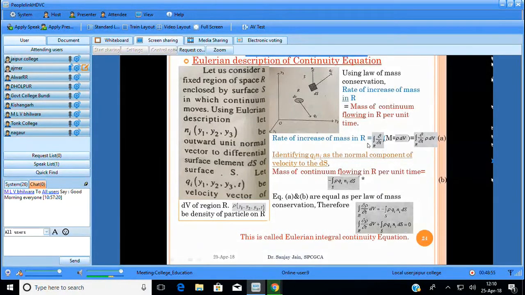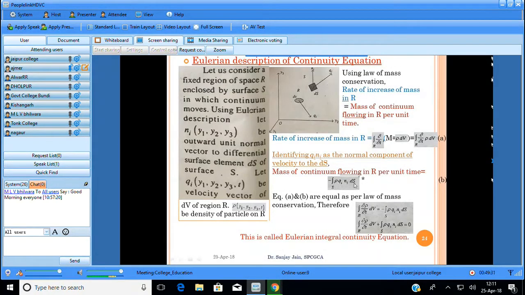The rate of increase of mass in R is nothing but del by del t of m. This is how we denote the rate of increase. And what is m? m is nothing but the integral of rho dV. So this may be written as the integral over the region R of del by del t, and in place of m we write rho dV. That is equation A.